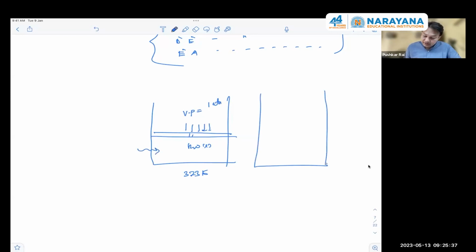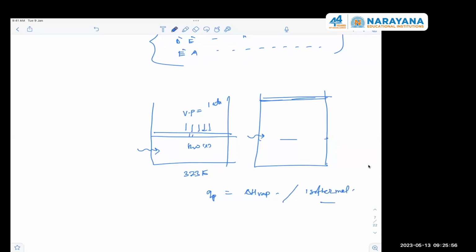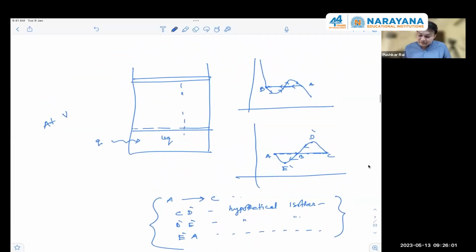Slowly, this 1 mole of liquid will be converted into 1 mole of vapor. The piston will go up. In the process, it will absorb how much heat? QP will be delta H vaporization. It will absorb that heat. And do you agree that the whole process was isothermal? Yes. So what is the problem? So that's what we are doing here.